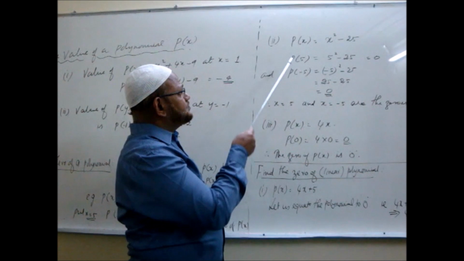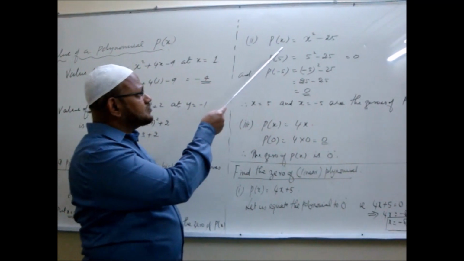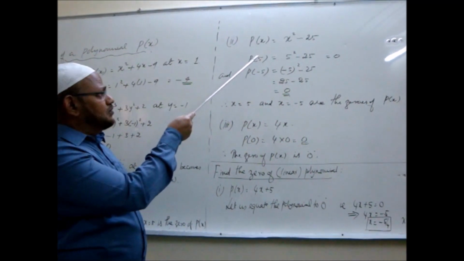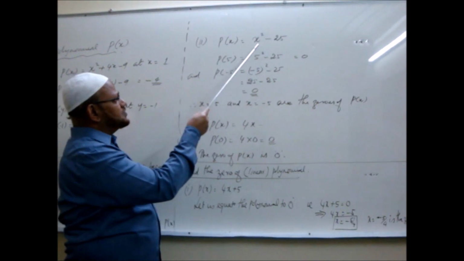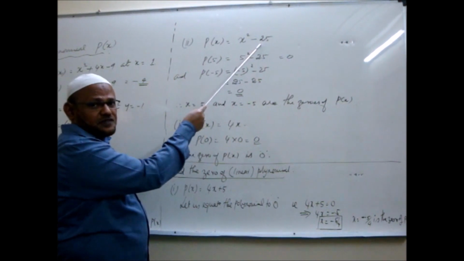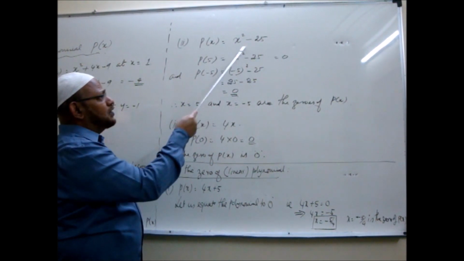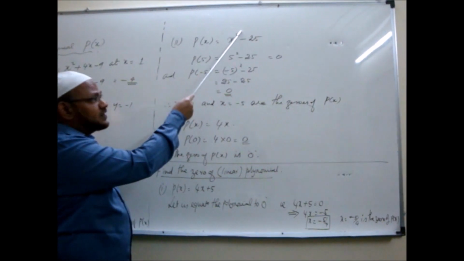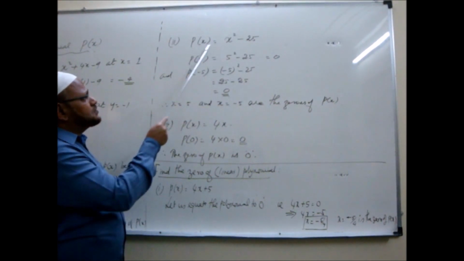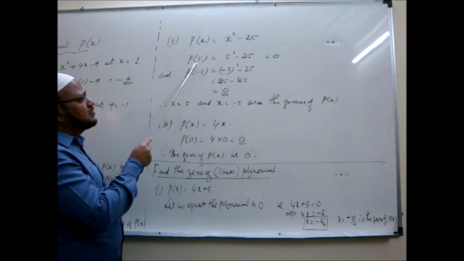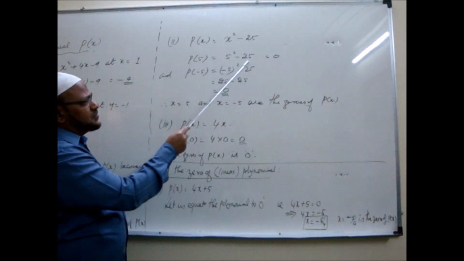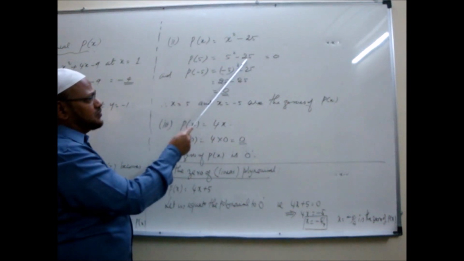Come to this one. See, this is a quadratic polynomial. P of x is equal to x square minus 25. They gave me a quadratic polynomial here. Okay? So here I just substitute x is equal to 5. So I get 5 square minus 25. 25 minus 25 becomes 0.